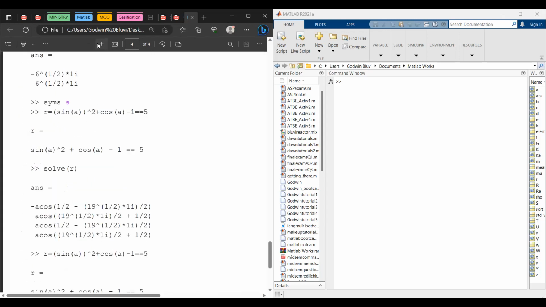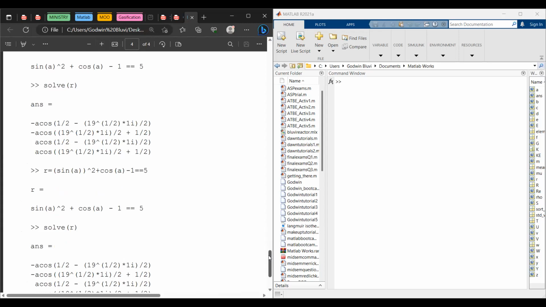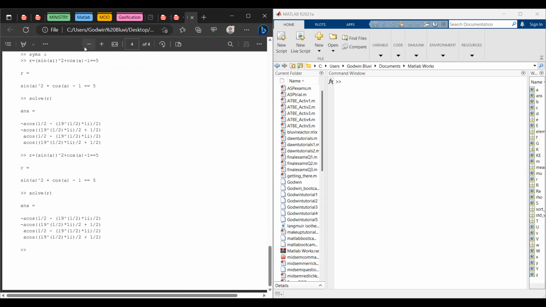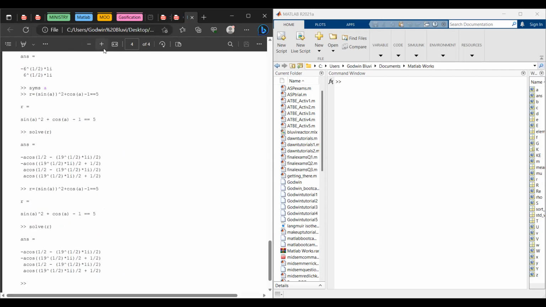Let me expand it so that we can see clearly. The A there means cos inverse of that expression. Do you understand? It doesn't mean that A is part of the answer. Next person, I think Samuel, go ahead with your question.